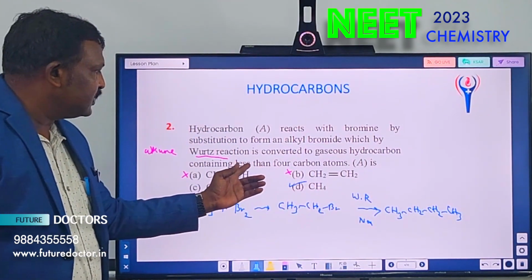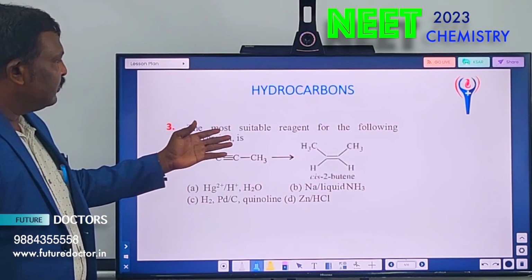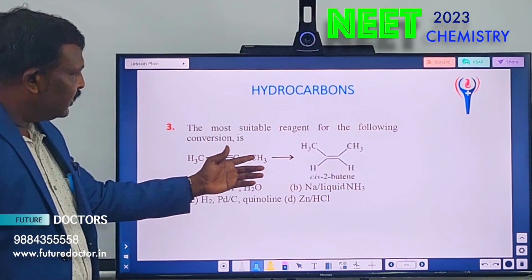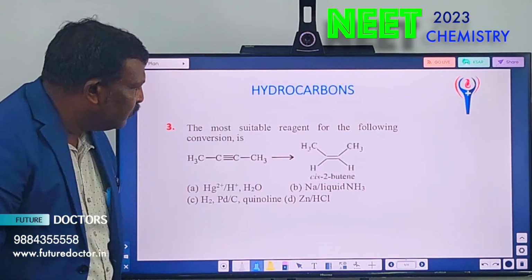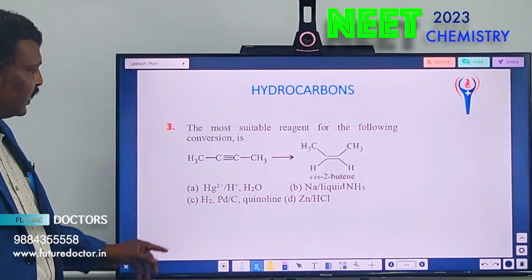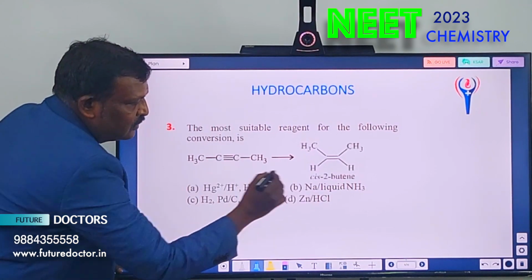But see the question, less than 4 carbon atoms. Okay, right. Next one. The most suitable reagent for the conversion of butyne is given. It undergoes reduction, we get what? Cis-2-butene. No. Cis always produces what? Lindlar catalyst. Okay, Lindlar catalyst only. If you put this catalyst, then only we are getting cis-2-butene.